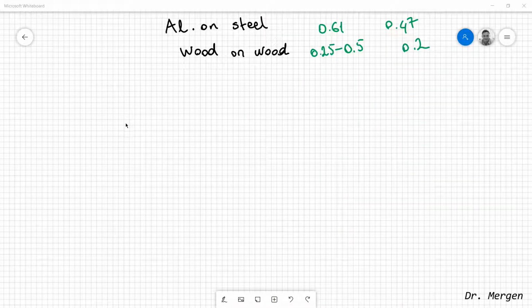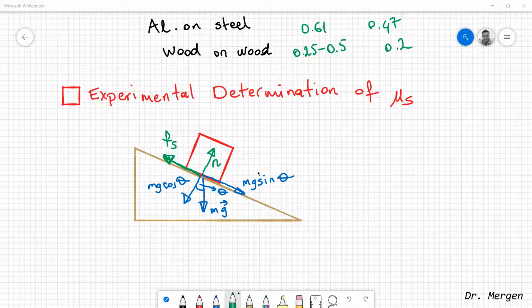Let's take a look at a quick and common example on experimental determination of the static friction coefficient. In the example, a block with a mass of m is standing still on an inclined surface. The incline angle is increased until the block starts to move. And we are going to show that we can obtain the static friction coefficient by measuring the critical angle, theta, at which this slipping just occurs.